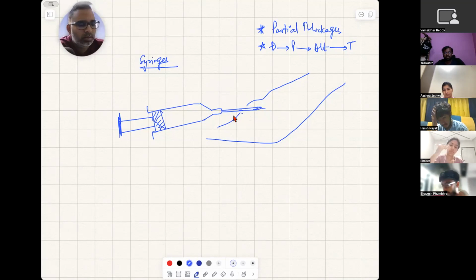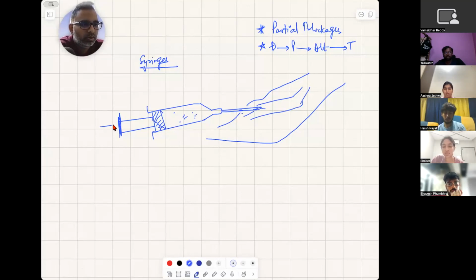Now did you understand a bit? So only that part is partly blocked. Got it? Right now there is medicine in this. Now you have inserted it into the patient's vein. This is the blood vessel of the patient. Okay. Now you want to push this medicine into the patient's body, into the patient's vein.